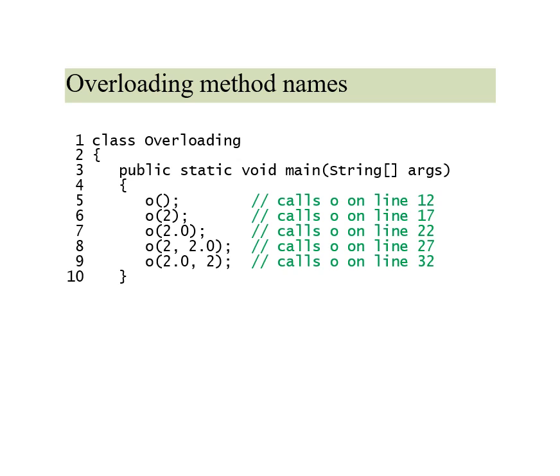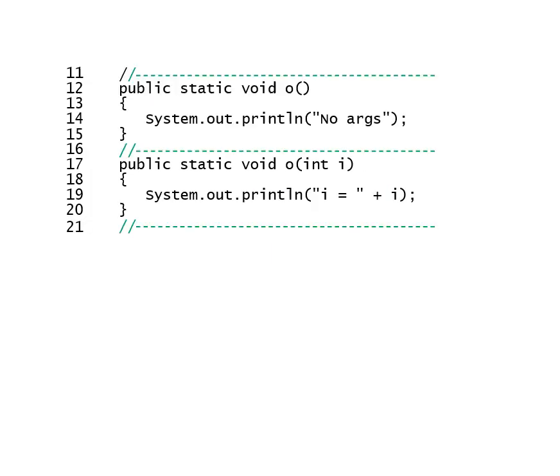Okay, so let's go to the next slide, see what we got there. So here is the first O method. It doesn't have any parameters. So that's the one when you call O and you don't pass it any arguments, this is the one on line 12 that is going to be called. And then the one that passes just a single int, you will call the O method on line 17.